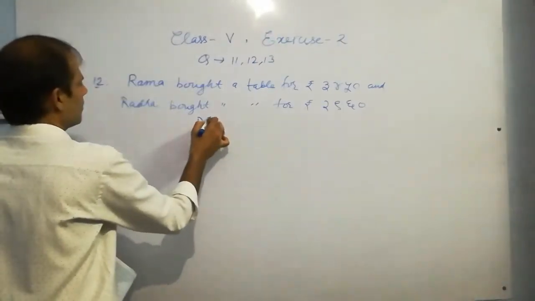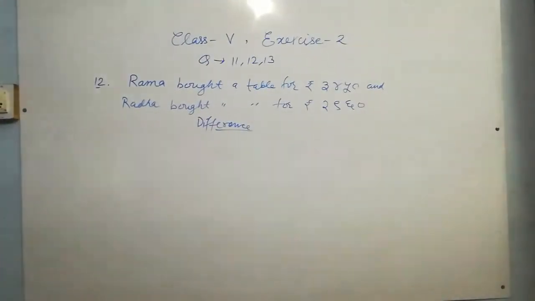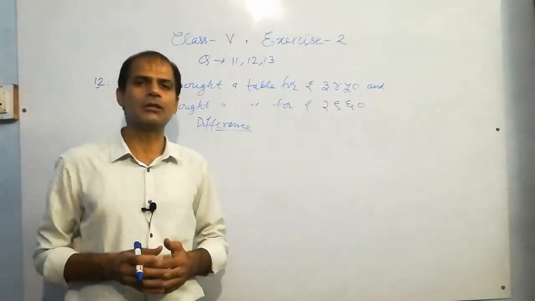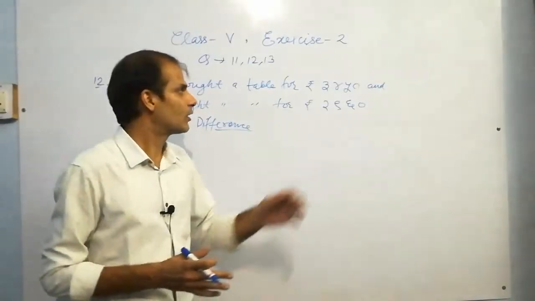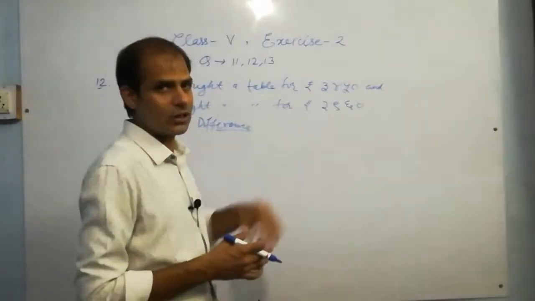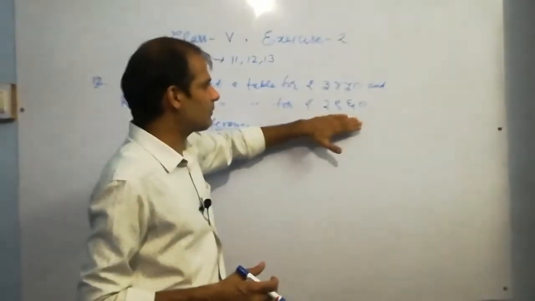Means we have to find the difference of both. So check the values. Rama bought a table for rupees 3450 and Radha bought the table for rupees 2960, and we have to find the difference. As you know, difference means we have to perform subtraction, so you have to determine which value is greater or which value is less. It starts with 3, it starts with 2, both have the same number of digits, so this is bigger, this is smaller, so we have to subtract this value from this.